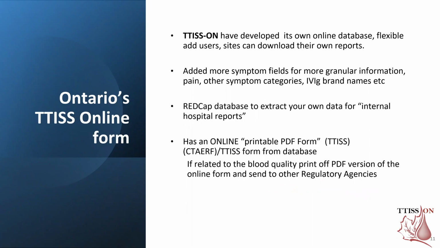So TTISS has also developed its own online database. It's flexible for users and sites can download their own reports to their hospital. We've added more symptoms than the national form that gives more information on things like the IVIG brand names, specific pain areas or categories. You can extract the data in an Excel form for your own internal reports. And you can also print, once you've entered it in the database, a form that looks like the TTISS form that's acceptable by Canadian Blood Services and Health Canada as an initial reporting form, if it's found it's related to the blood quality.